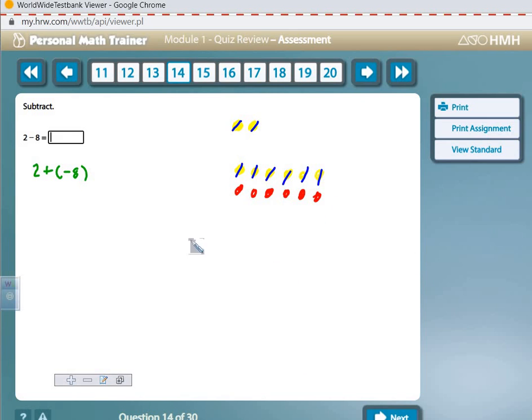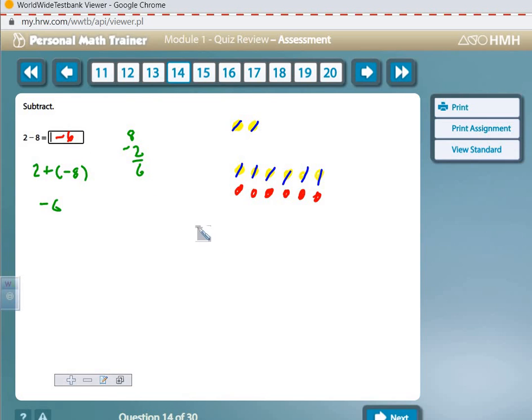I'm left with 6 negatives, right? Or negative 6. We could get that same result by changing this problem to 2 plus negative 8. What do I have more of? I have more negatives. How many more negatives do I have? Well, 8 minus 2 is 6, and we get negative 6 that way.